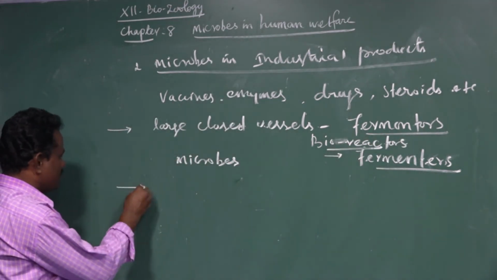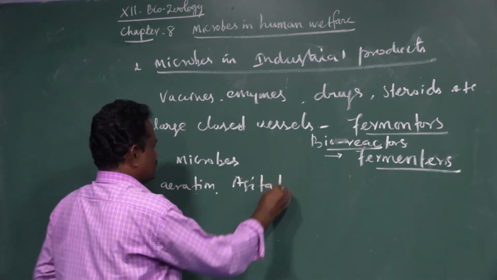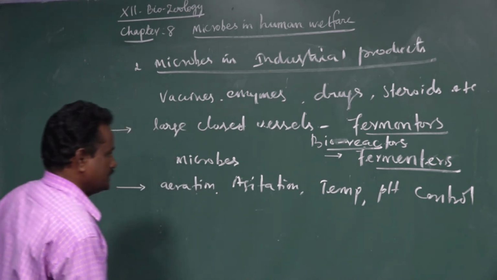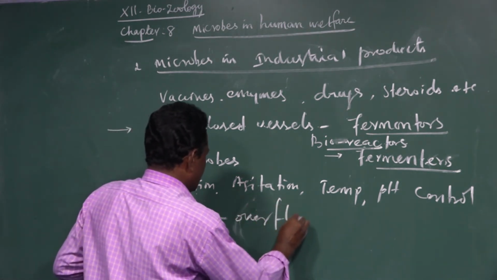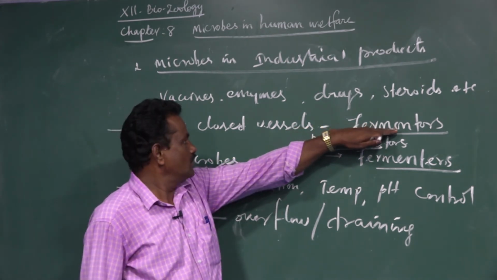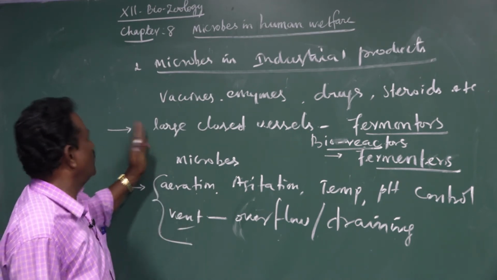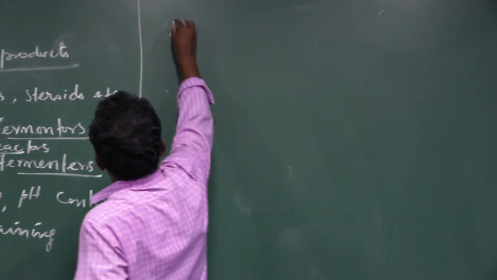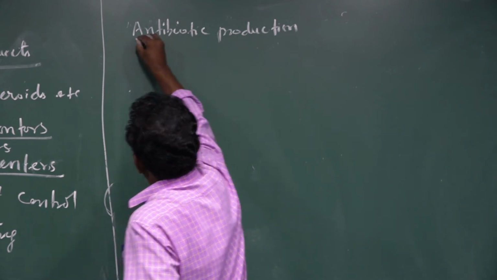In this, all the necessary facilities are made, especially for aeration, agitation, and temperature as well as pH control, and in addition to that, a vent for overflow as well as for draining. All these facilities are made in fermenters. After the fermentation process, the product which is produced is separated and purified to get the various products for human use. Here the product that we are going to discuss is antibiotic production. So what are called antibiotics?